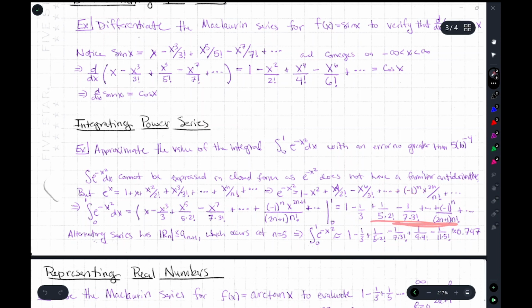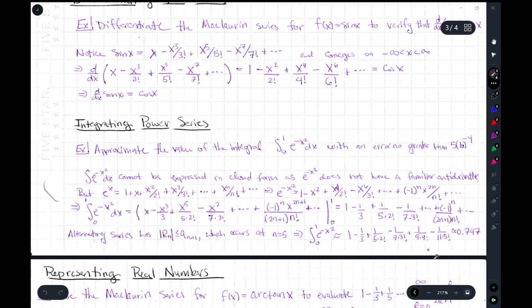Now this is an alternating series, and we know from alternating series that the remainder is less than or equal to the first neglected term. And so we just test out and see that at n equals 5, we will get that the next neglected term is no greater than 5 times 10 to the minus 4. We could test that by plugging it in over here. So here's how a sub n looks. So we could plug in 5 in here and see that that is smaller than 5 times 10 to the minus 4th, which means the remainder will be smaller than that.